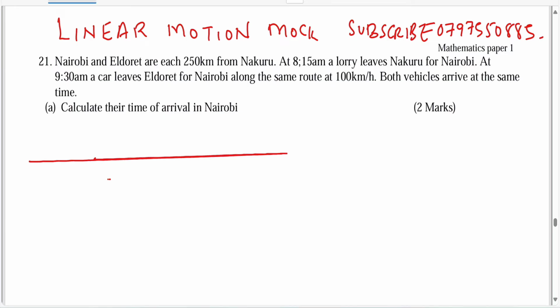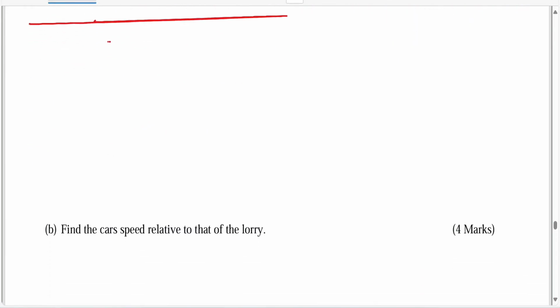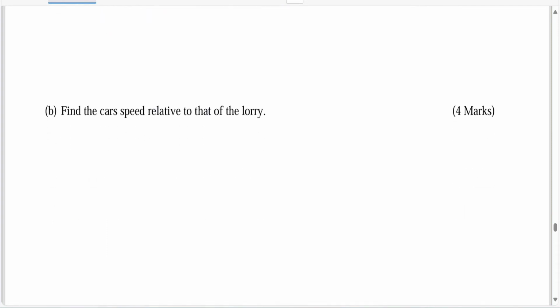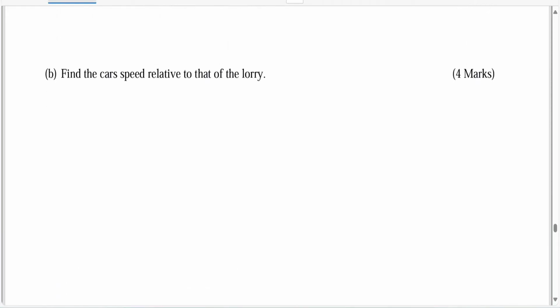Okay. Leaves Eldoret for Nairobi along the same route at 100 kilometers per hour. Both vehicles arrive at the same time. Question A, calculate their time of arrival in Nairobi. Question B, find the car's speed relative to that of the lorry, which is the relative speed. And question C, how far apart are the vehicles at 12:45 p.m.